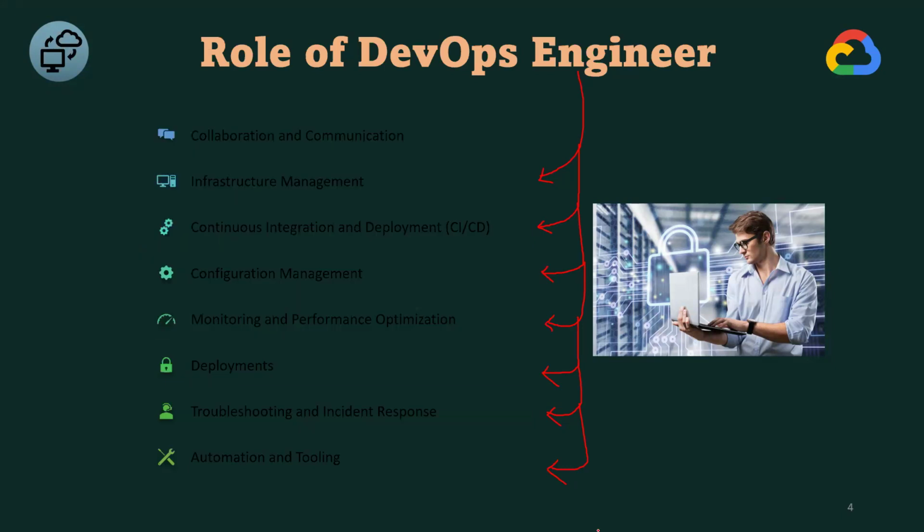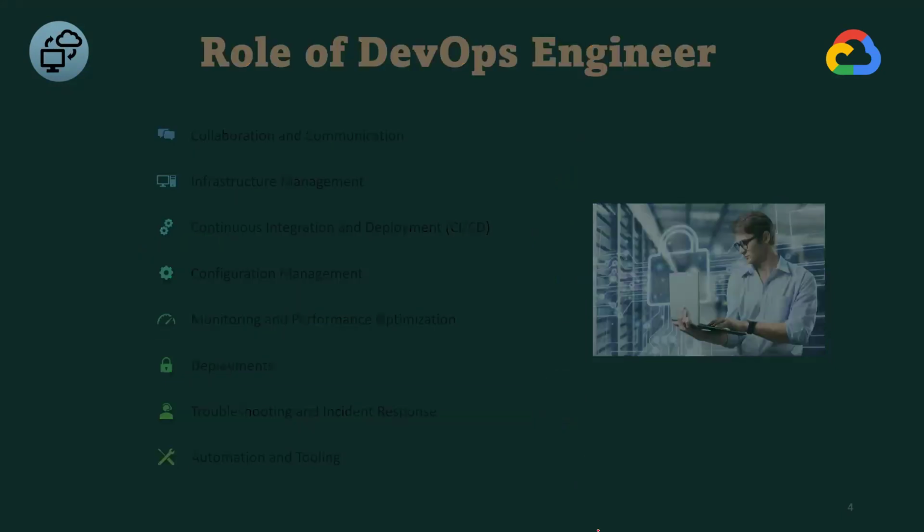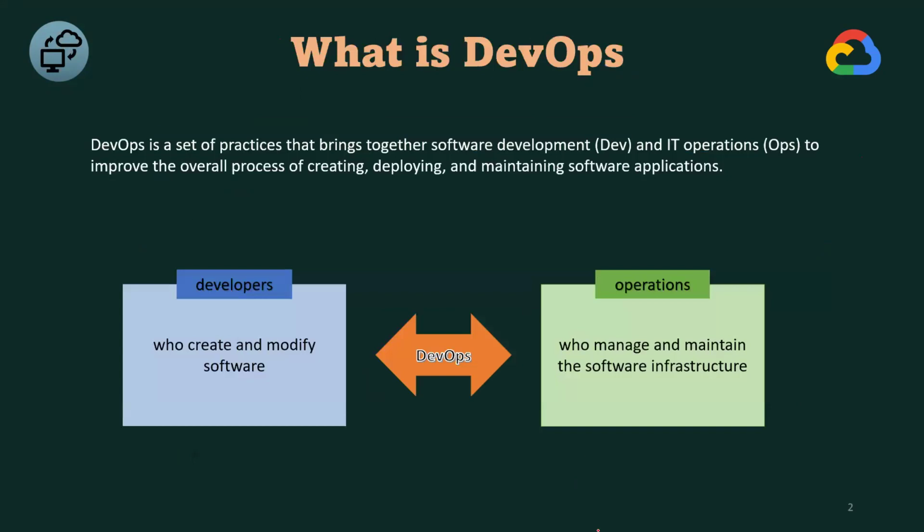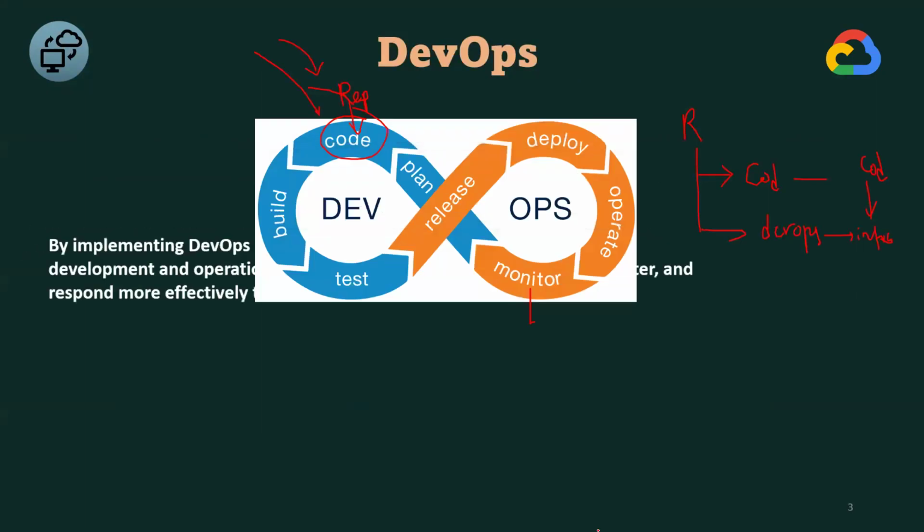If I wanted to give you the DevOps introduction, this is what DevOps is. DevOps is a set of practices that brings together software development and IT operations to improve the overall process of creating, deploying, and maintaining software applications. This is the benefit that you're going to get from DevOps.